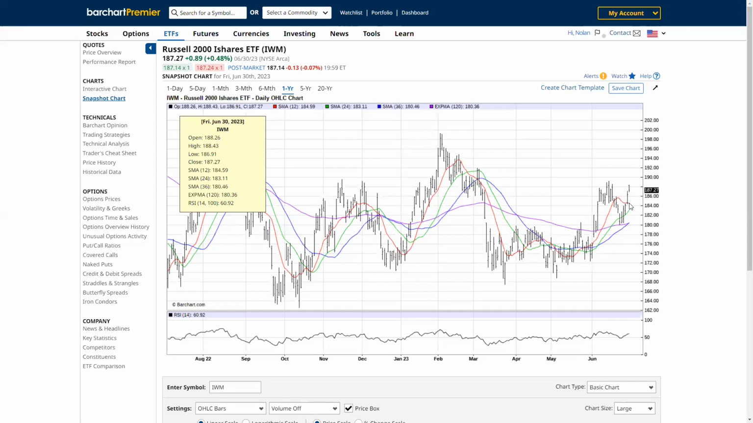If it starts breaking under 184, I think that it could go back into the soup. These rising longer-term averages are positive, though. So as long as we're above the 180 mark, maybe any dip should be bought. We'll have to see. But right now, a key number for this thing is 185. Big number, 185, 183, two big numbers. So we'll have to see what happens next week.